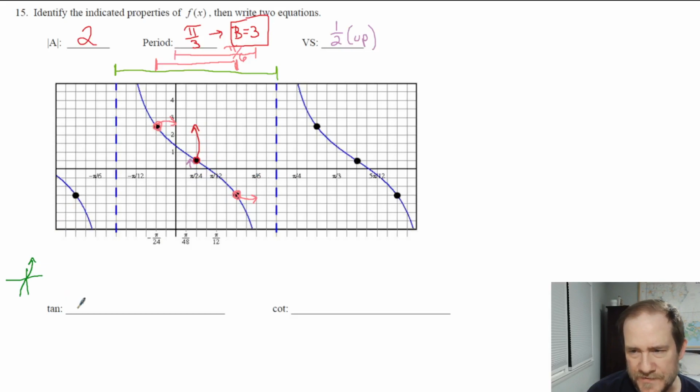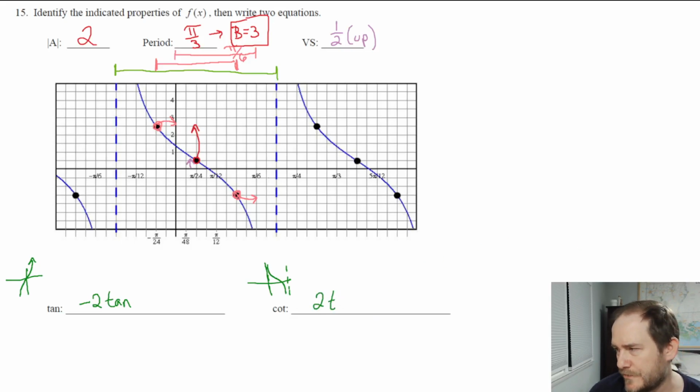So if you're going to write me a tangent equation, it better be negative 2 times the tangent of blah blah blah. Now cotangent on the other hand, cotangent starts at its asymptote and then naturally decreases. So whatever cotangent function you write should go ahead and have a positive coefficient on it. It'll be 2 times the cotangent of so-and-so.